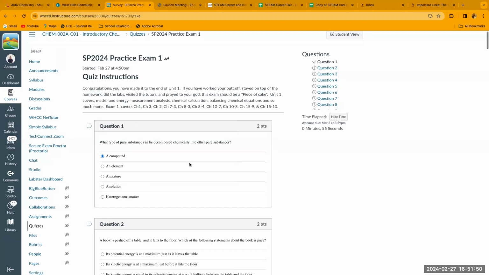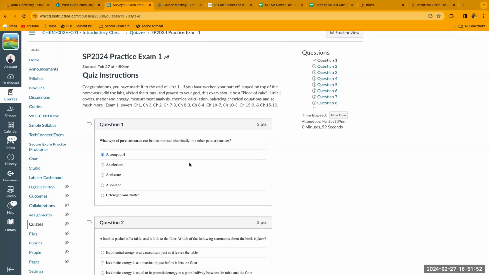Okay, let's see. First question. What type of pure substance can be decomposed chemically into other pure substances? A, a compound, B, an element, C, a mixture, D, a solution, E, a heterogeneous matter.